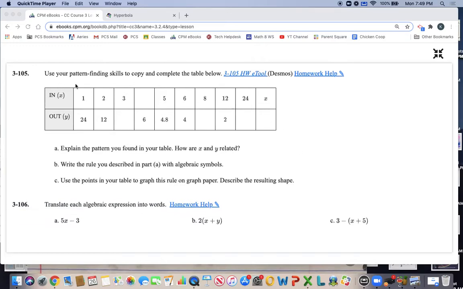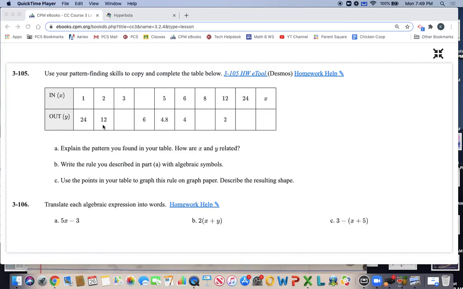3-105. Use your pattern finding skills to copy and complete the table below. So the first question here, or A, says, explain the pattern you found in your table. How are X and Y related? So I have to admit this one had me stumped for a little while.